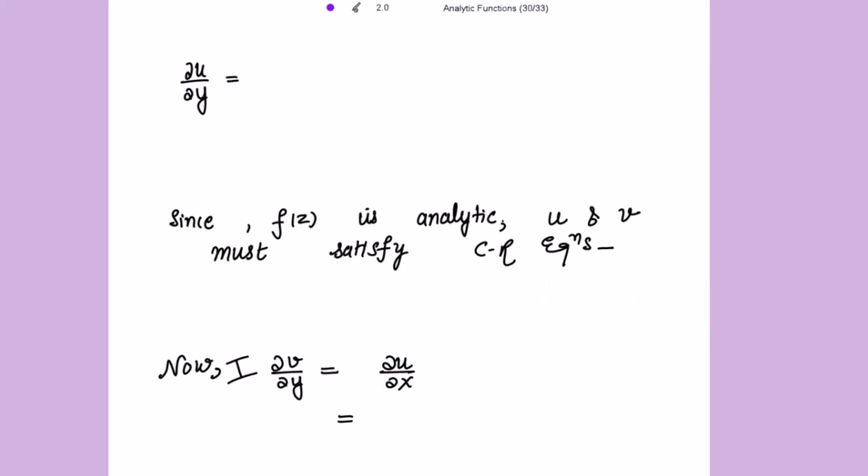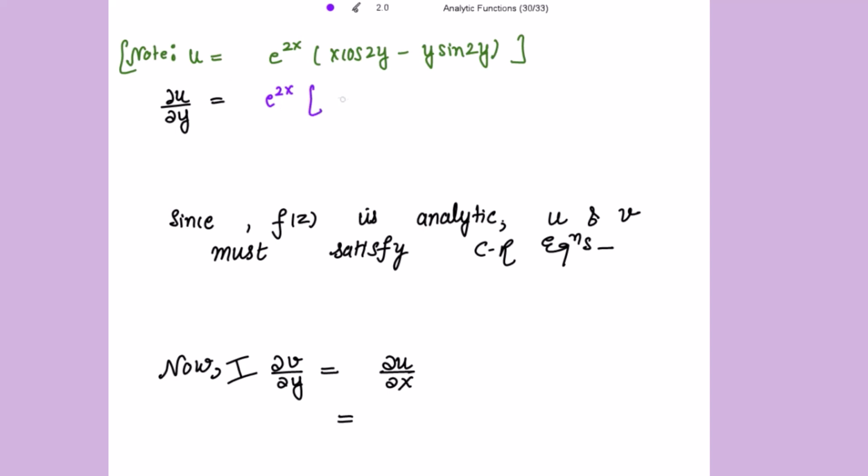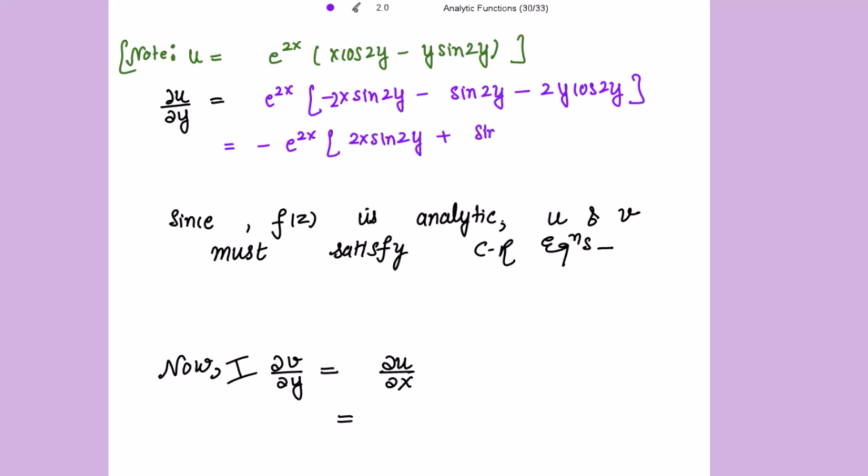And then finding ∂u/∂y. Differentiating u with respect to y, we get e to the power 2x times (negative x sin 2y multiplied with 2 minus sin 2y minus y cos 2y, with 2 also multiplied with the last term). Taking the negative sign outside, we get negative of e to the power 2x times (2x sin 2y plus sin 2y plus 2y cos 2y). Marking this as 2.